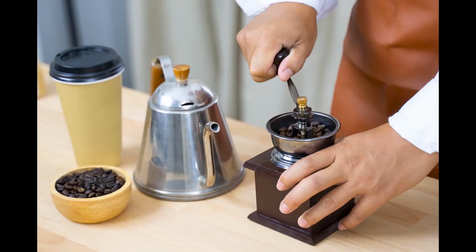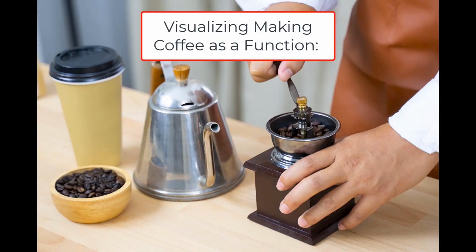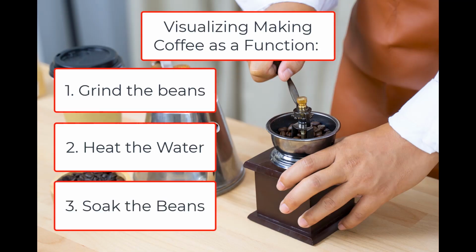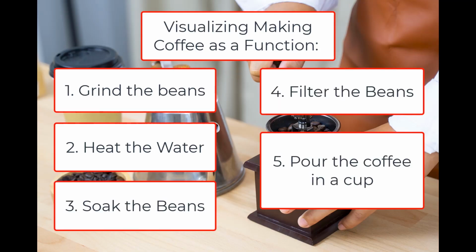For example, imagine you are tasked with making 1 million cups of coffee in a year. You generally repeat the same process for each cup of coffee. You grind the coffee beans, you heat up the water, you soak the beans in the water, you filter the beans from the water, and then you pour the coffee into the cup. Since these specific set of tasks need to be performed multiple times, 1 million to be exact, it would be good to automate the procedure.